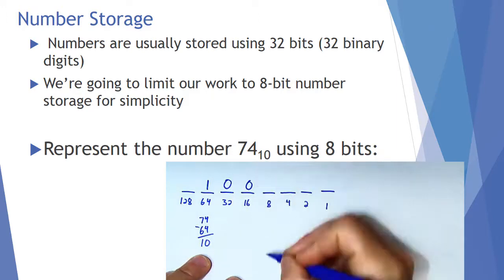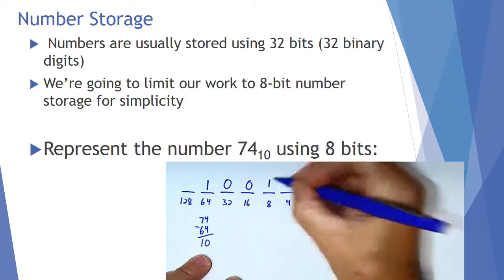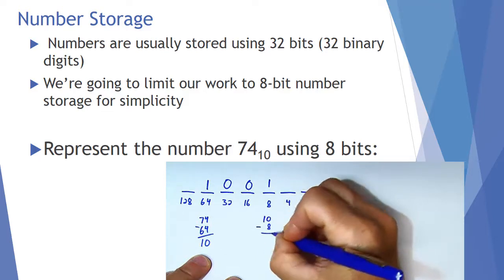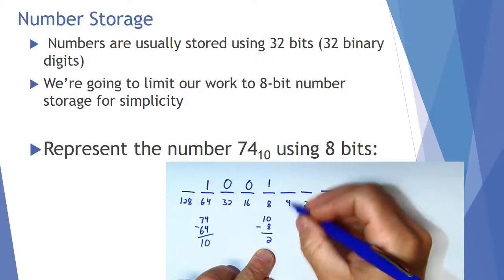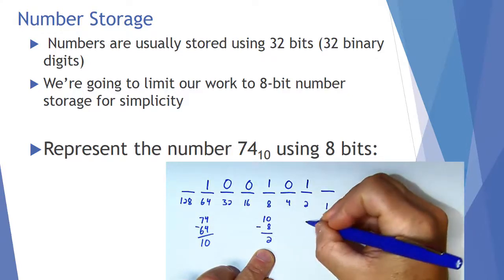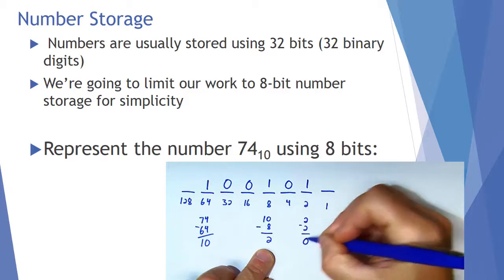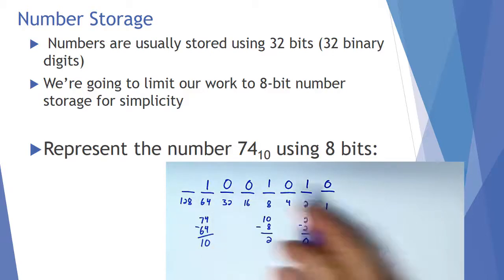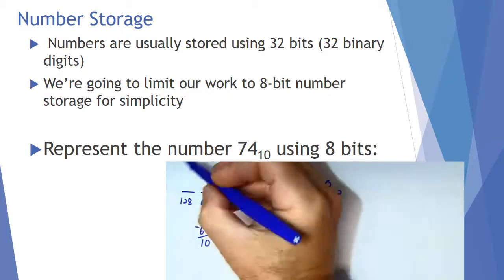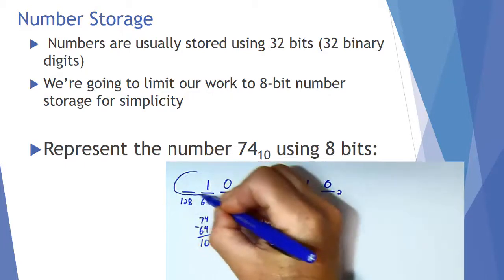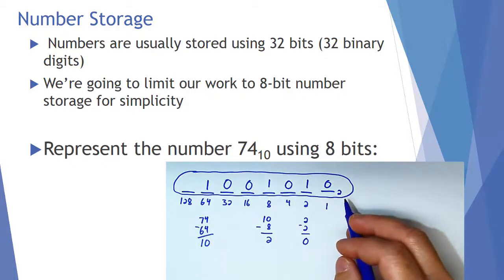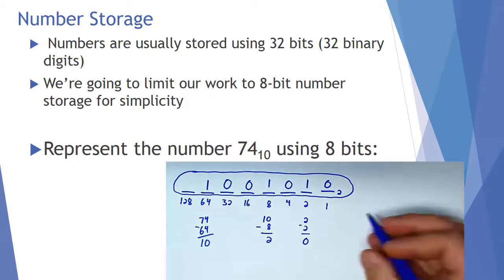16 does not fit into 10. 8 does fit into 10 one time. So we'll take 10, subtract those 8, and that leaves us with 2. 4 does not fit into 2. 2 does fit into 2. And of course, that leaves us with 0. And there's our binary representation. Now you might notice that we didn't use this front slot. That's what we're going to discuss next. So that's the binary representation of the number 74.